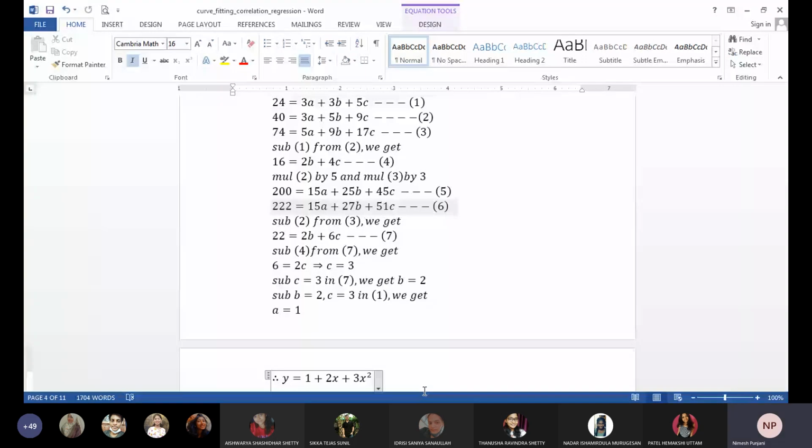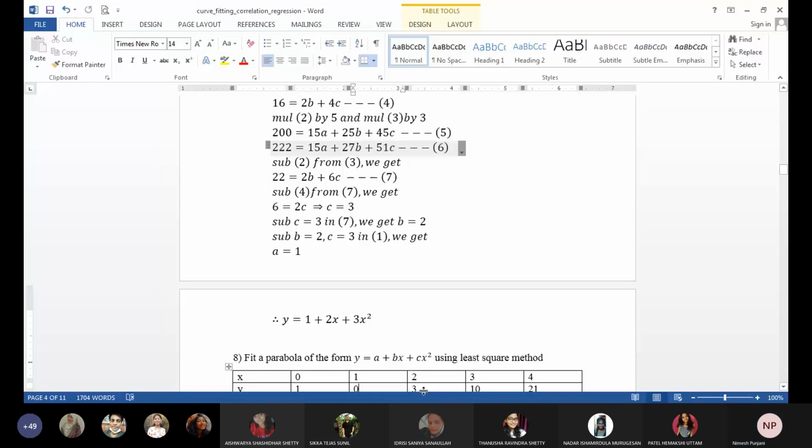Right? 1, 2, 3 मिला a b c का value, and you substitute in the parabola का equation, you will get the value of your parabola.